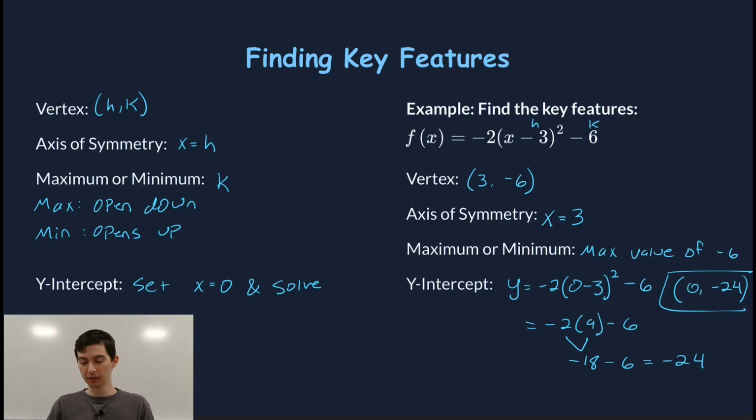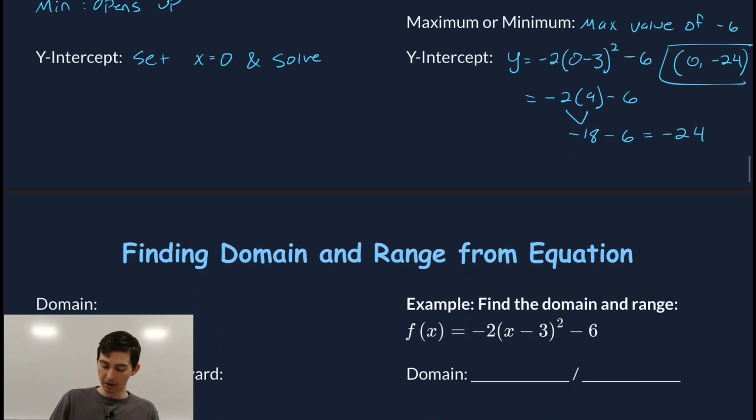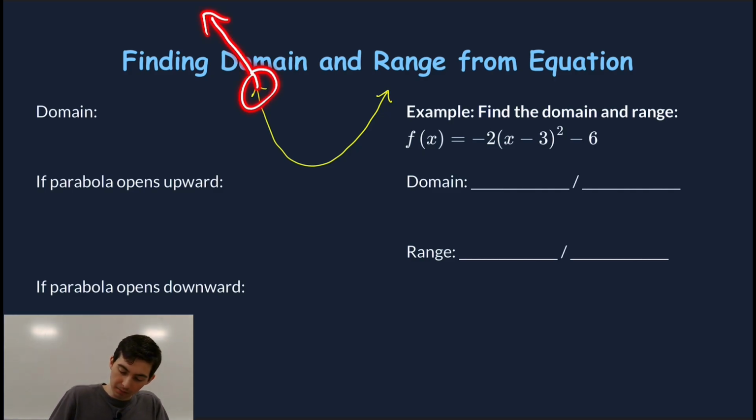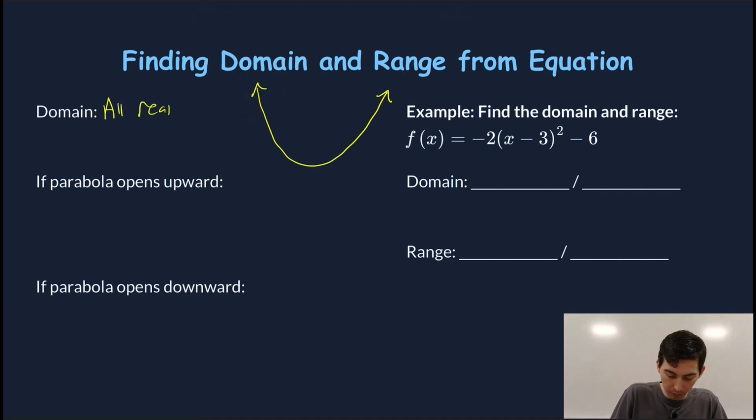And so these are our features. And we're missing 2 here. We're missing domain and range. So we're going to talk about that now, finding domain and range from a quadratic equation. Domain is really simple. Remember when we were working with quadratics, they make these U shapes? And so this arrow means that we're going this way and this way forever. So domain is actually all real numbers. For every quadratic function we have, it's always going to be all real numbers for domain.